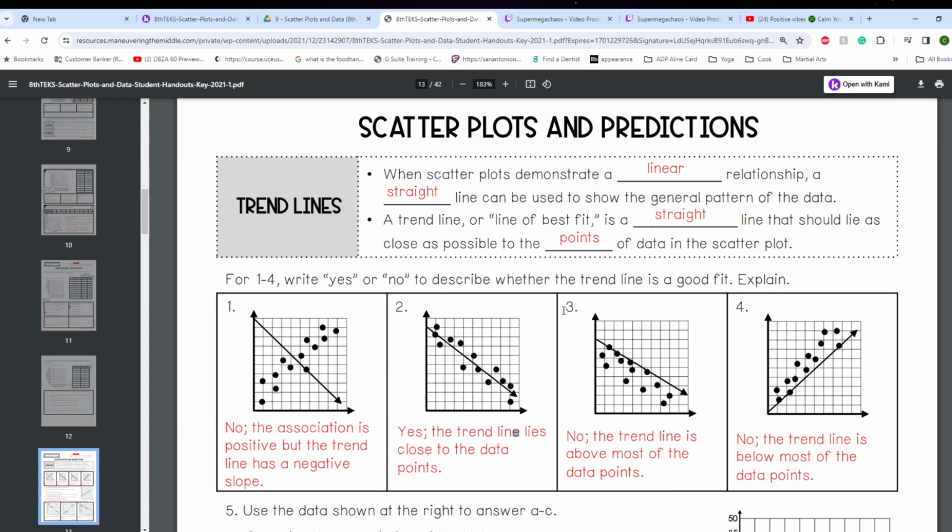Now, for number 3, you know how we said it needs to be close to the majority of the points? Well, that's why this is not a good trend line, because it is close to the top of the points, but not the middle and the bottom of the points. So it's above most of the points in the data. And similarly, in number 4, this trend line is below most of the points in the data.